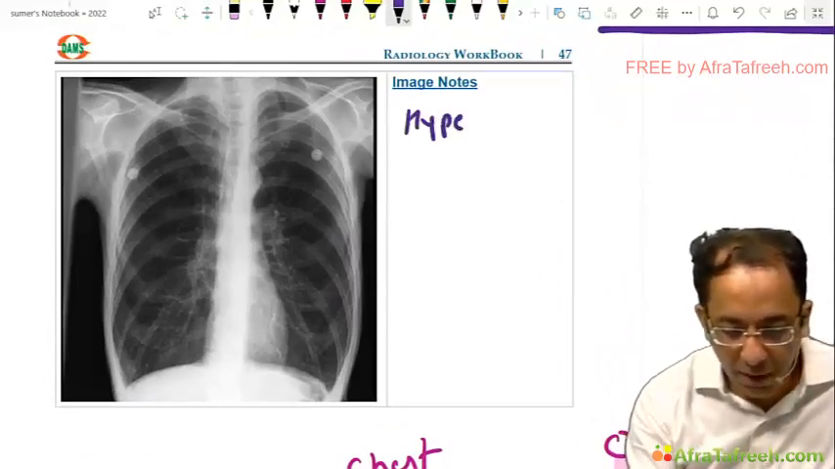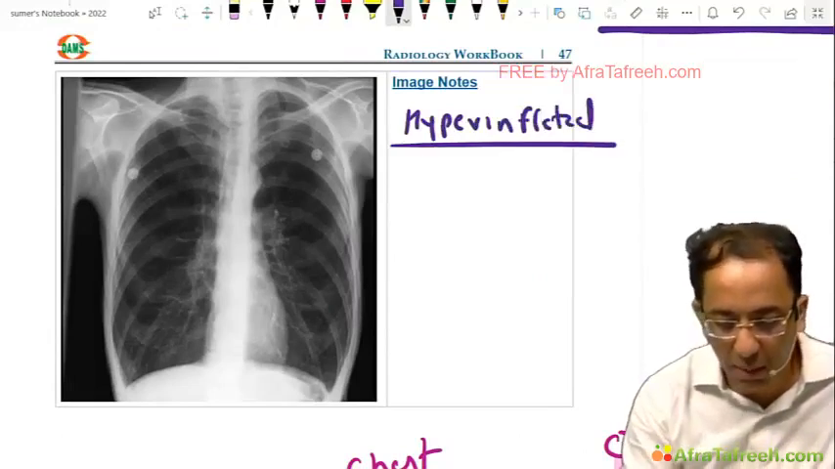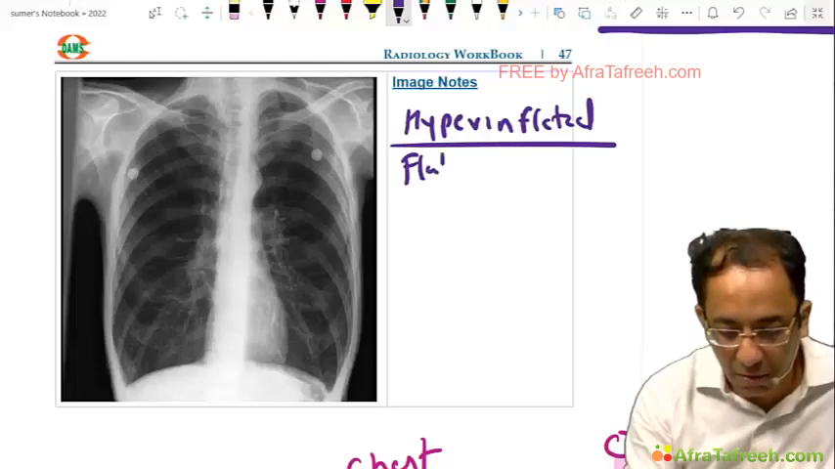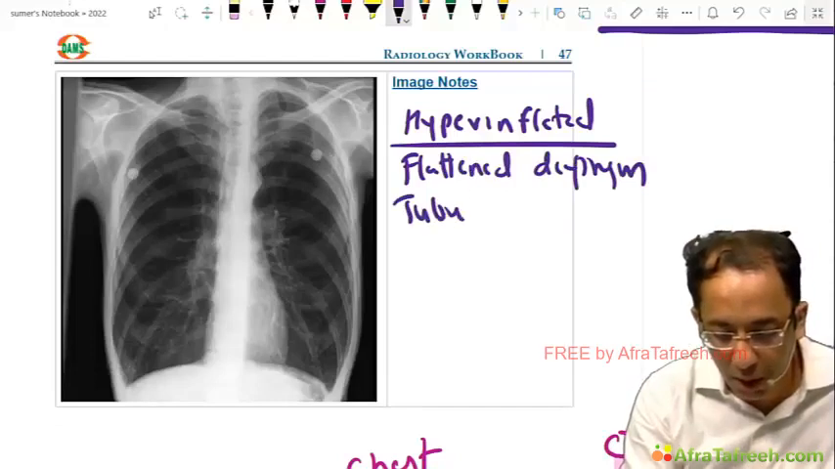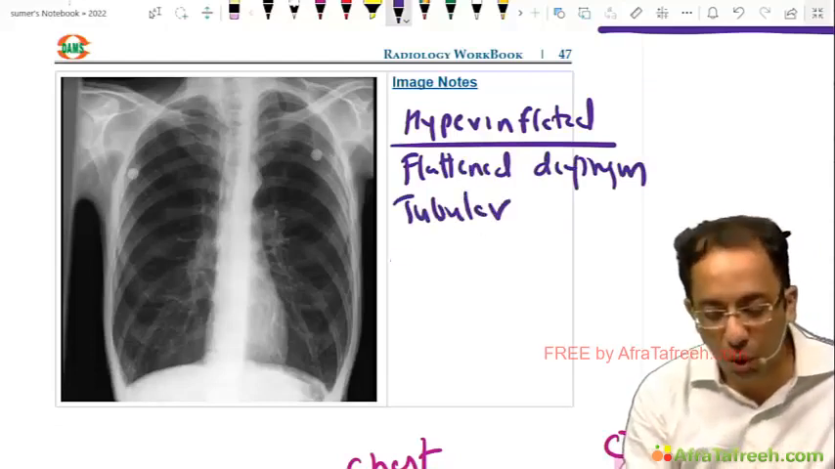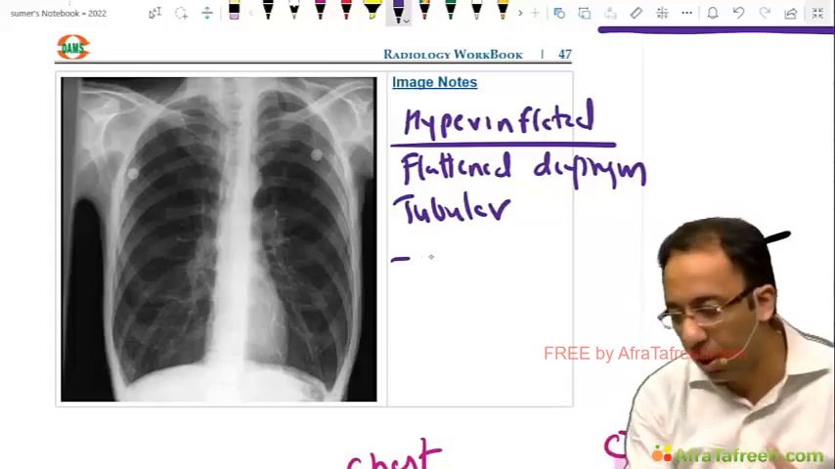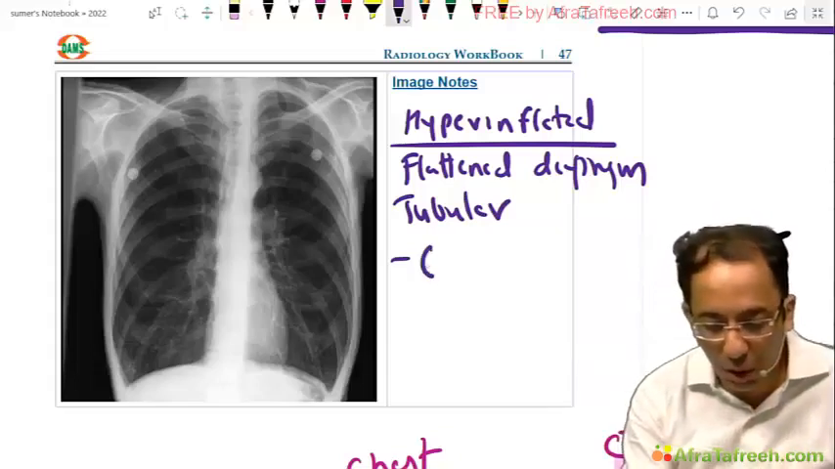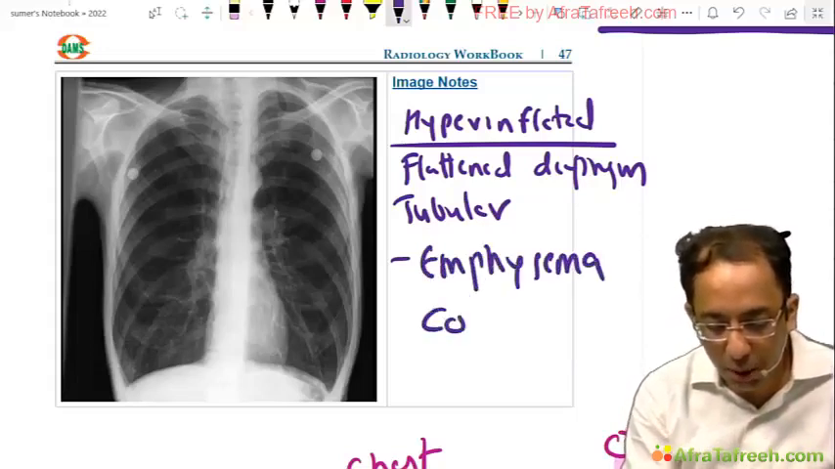Okay, I'm writing the findings. By the time you can set the chat box on fire. Hyperinflated lungs, flattened diaphragms, tubular heart. If you do a lateral view, you can appreciate in these patients a barrel-shaped chest, increased AP diameter. What are you looking at? Emphysema or COPD.